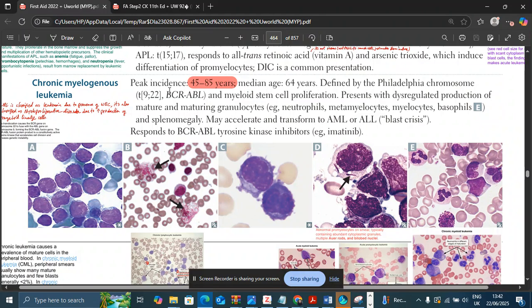So two important high yield points that you should remember for CML: there is a 9;22 translocation, which is called the Philadelphia chromosome. Second is blast crisis. CML can transform into ALL or AML. The treatment option is BCR-ABL tyrosine kinase inhibitor, imatinib. This is again very important. Three important points: the first is Philadelphia chromosome 9;22 translocation, second is blast crisis, and the third is we are giving the patient a BCR-ABL tyrosine kinase inhibitor, which is imatinib.